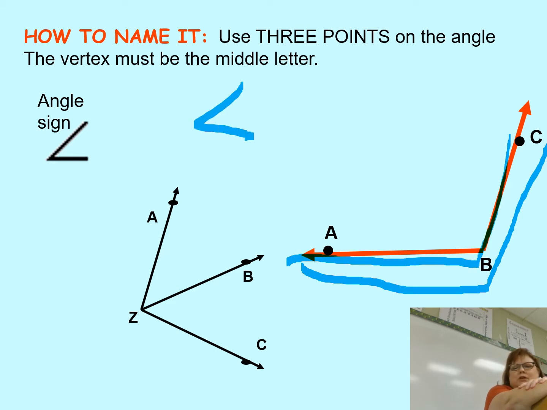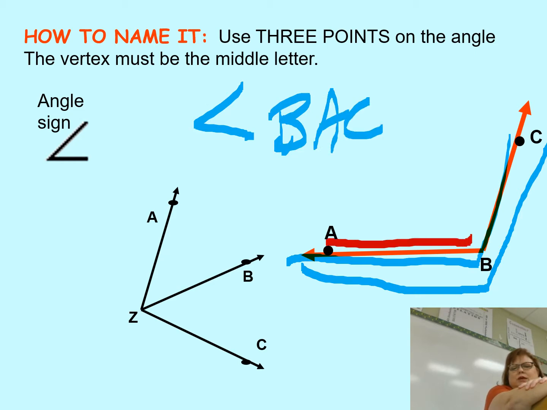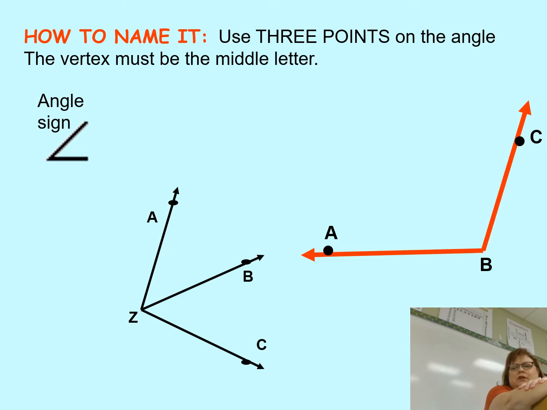If I said angle BAC, then that would be going from B to A to C, and that's not the same angle. That's the angle up in there. So it has to have that vertex, that corner point, in the middle of the name. Now, since there's just one angle right here, sometimes they'll just call it angle B, and that's okay too.